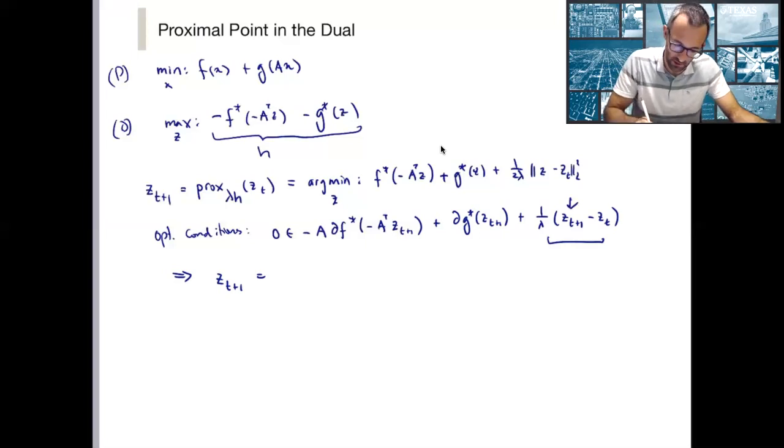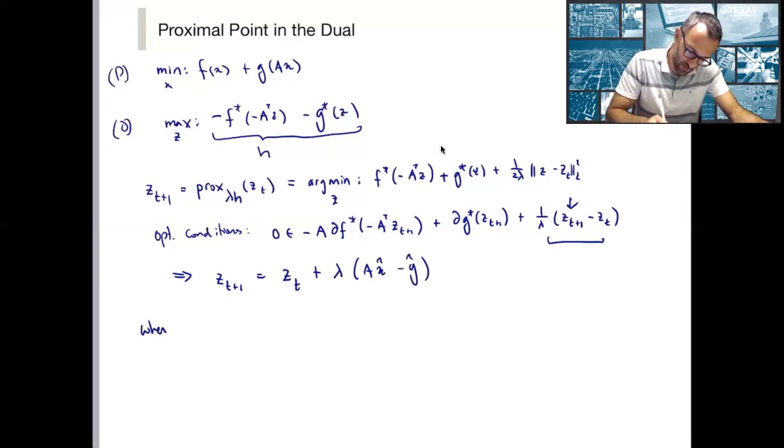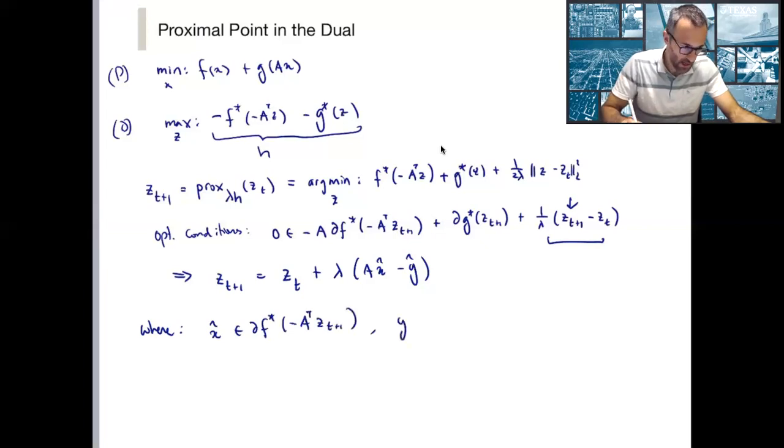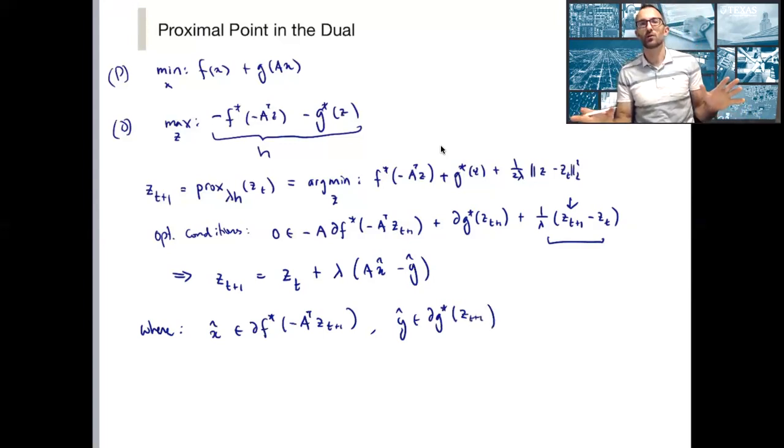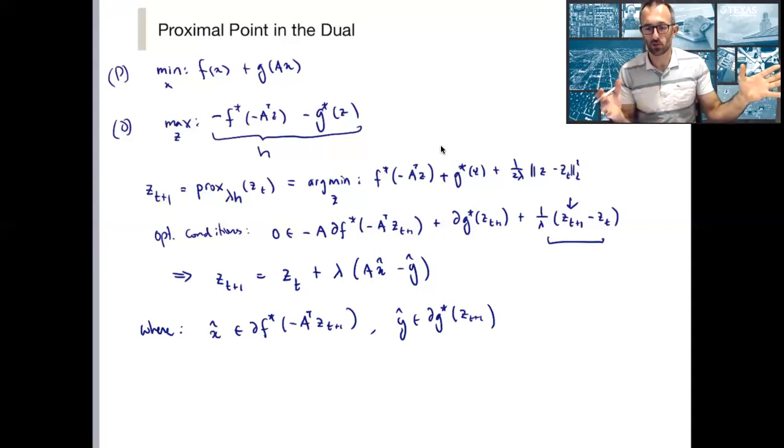I get z_{t+1} is equal to z_t plus lambda times (A x hat minus y hat), where x hat is an element of the subdifferential of f star at minus A transpose z_{t+1}, and y hat is an element of the subdifferential of g star at z_{t+1}. This should look extremely familiar to what we did in the previous lecture on dual decomposition.